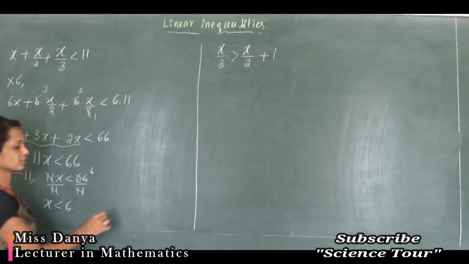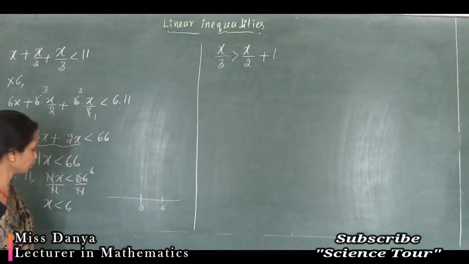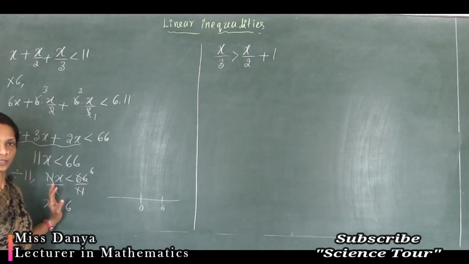X less than 6: on the number line you have 6 on the right side of 0. Less than 6 means which side you have to see?